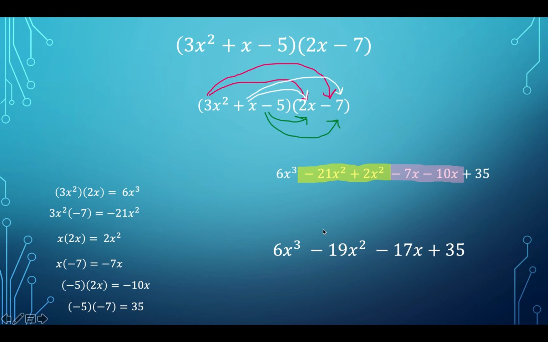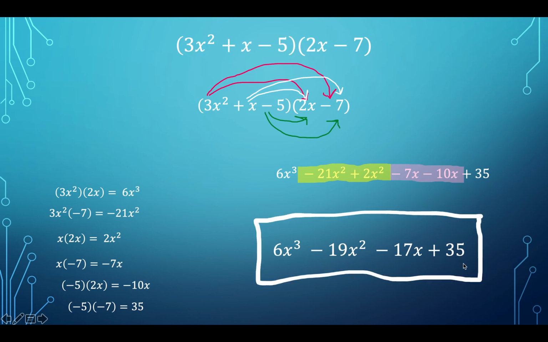So negative 21x squared plus 2x squared, we already solved it. We got negative 19x squared. And then negative 7x minus 10x is going to give us negative 17x. So our final answer here is 6x to the third minus 19x squared minus 17x plus 35. Now we could go ahead and box our answer.